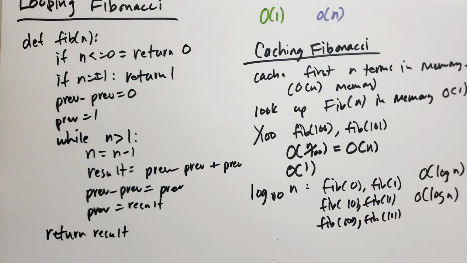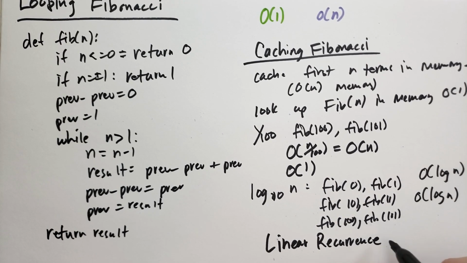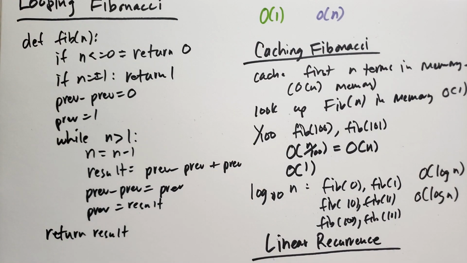If you're really interested in a good solution for this, there is something called linear recurrence. That will give you even better behavior. You can look that up and see how it works if you want to. Hopefully this has been a good introduction to big O notation and how you might calculate the big O notation.